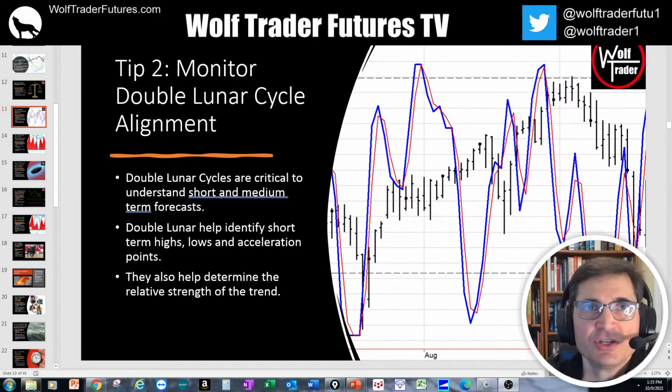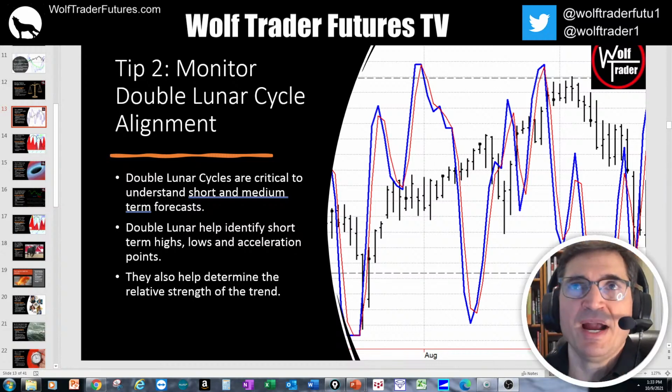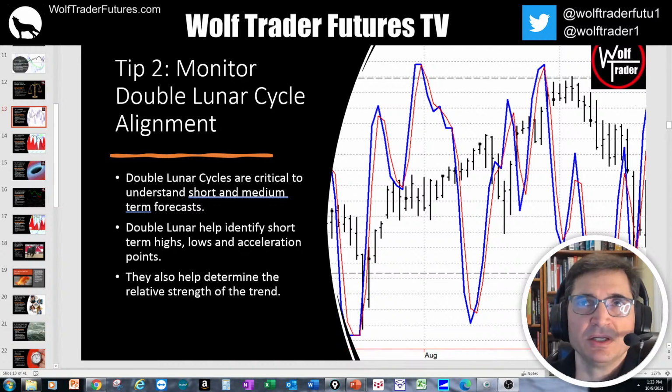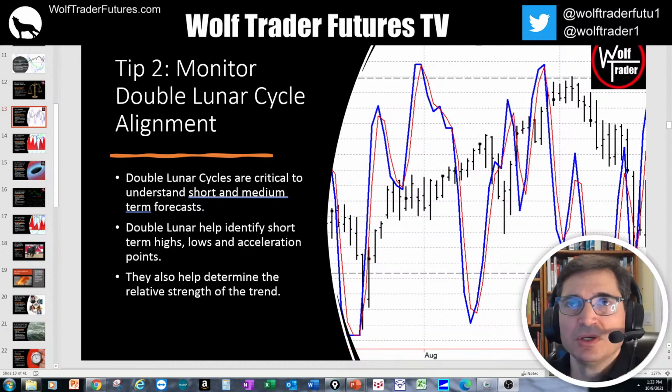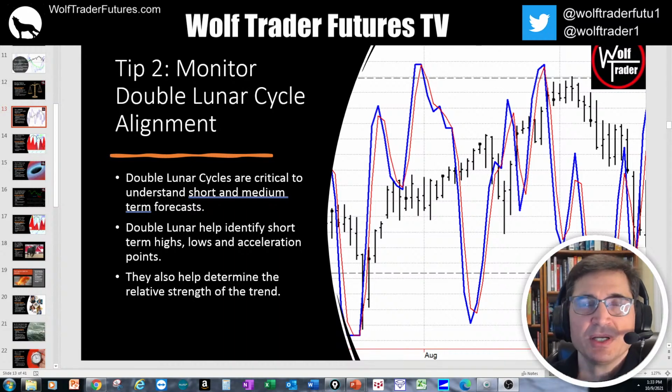When I say dipstick, when I'm looking at a graph, one of the first things I like to look at is the double lunar cycle. I like to just look at it and see what it is doing, especially on gold and silver and a lot of these metals. They follow this double lunar cycle beautifully. Oil does too. So it helps you understand short and medium term forecasts.